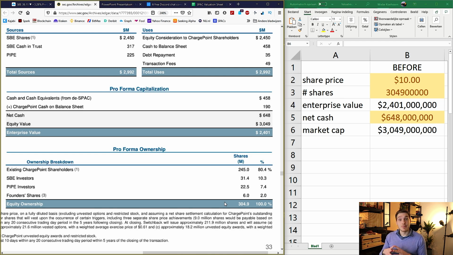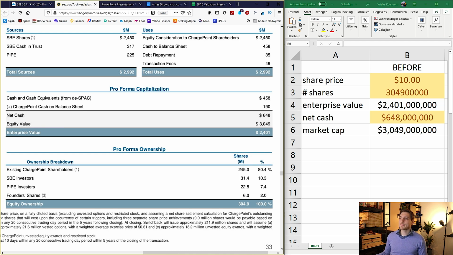So that is the number of outstanding shares that you can multiply by $10, right? So you take that amount of outstanding shares, you multiply it by 10, and then you're going to arrive at your pro forma equity value, or again, your pro forma market cap. And in this case, that is of course going to be $3.049 billion, which is also the number that we can see over here in the investor presentation right next to equity value.